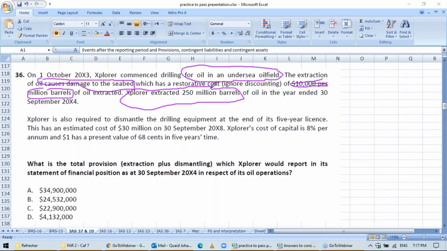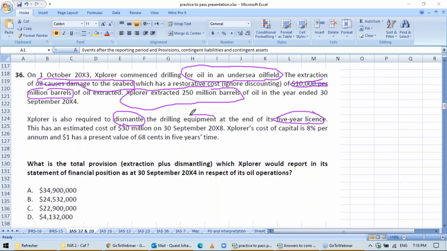So it has got bound, and it has now to record the liability. Okay, now the second thing, second paragraph. Explorer is also required to dismantle, meaning to remove and separate all the equipment from the seabed. Dismantle means to separate out, and it's the opposite of assembling. Assembling means to join, dismantle means to separate it out. At the end of the 5-year license, so after 5 years' time, it will have to dismantle the equipment.